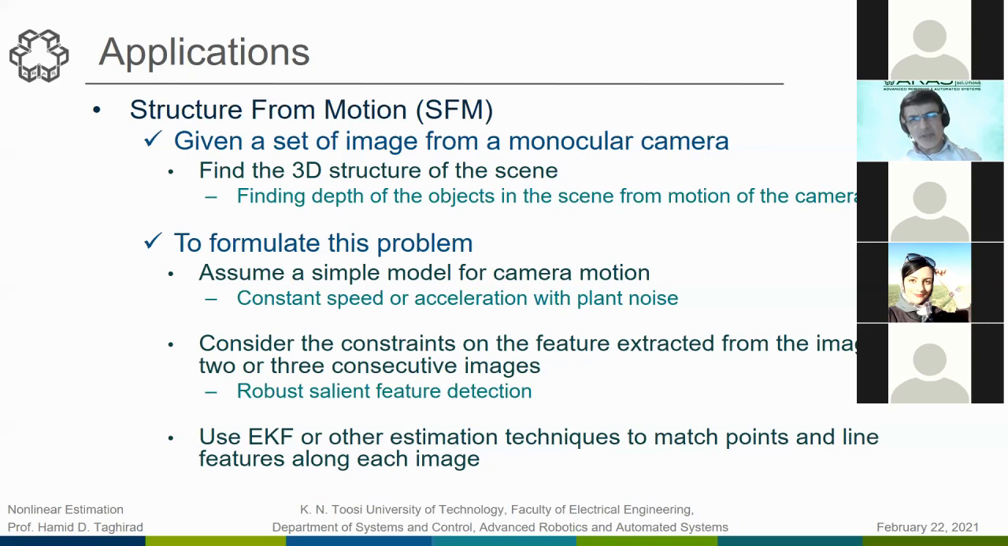Is it important to do that? As you see, the Google car is doing that for many scenes. The 3D Google map that shows you the scenes around you comes from structure from motion. You can have a monocular camera on board a drone, or an AUV, or a quadcopter.